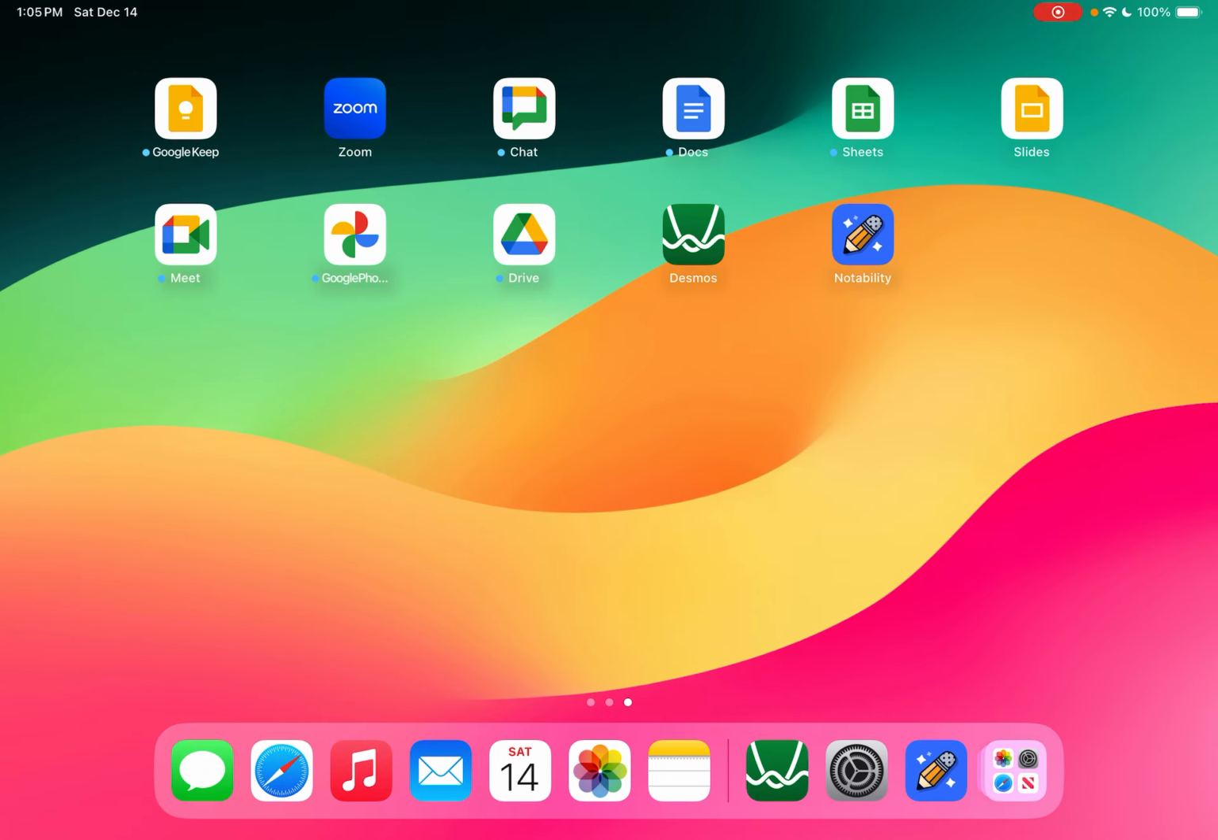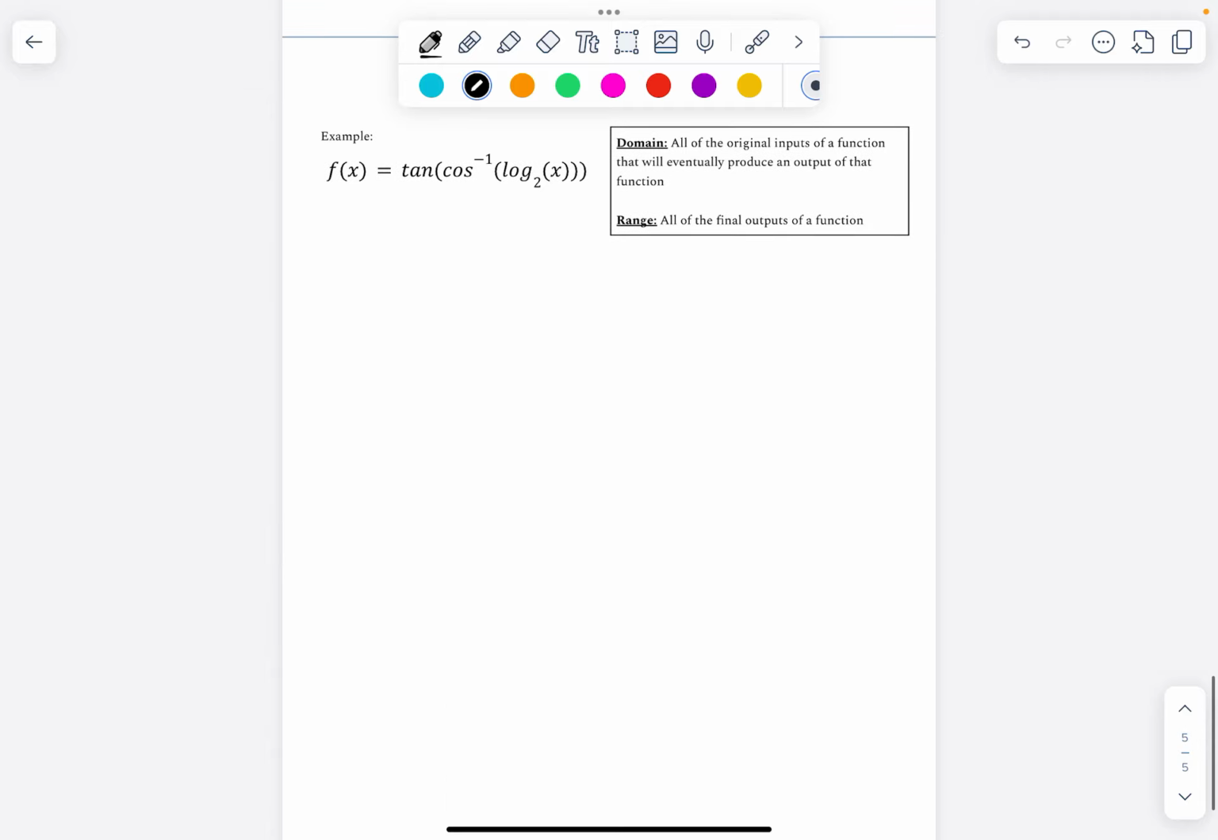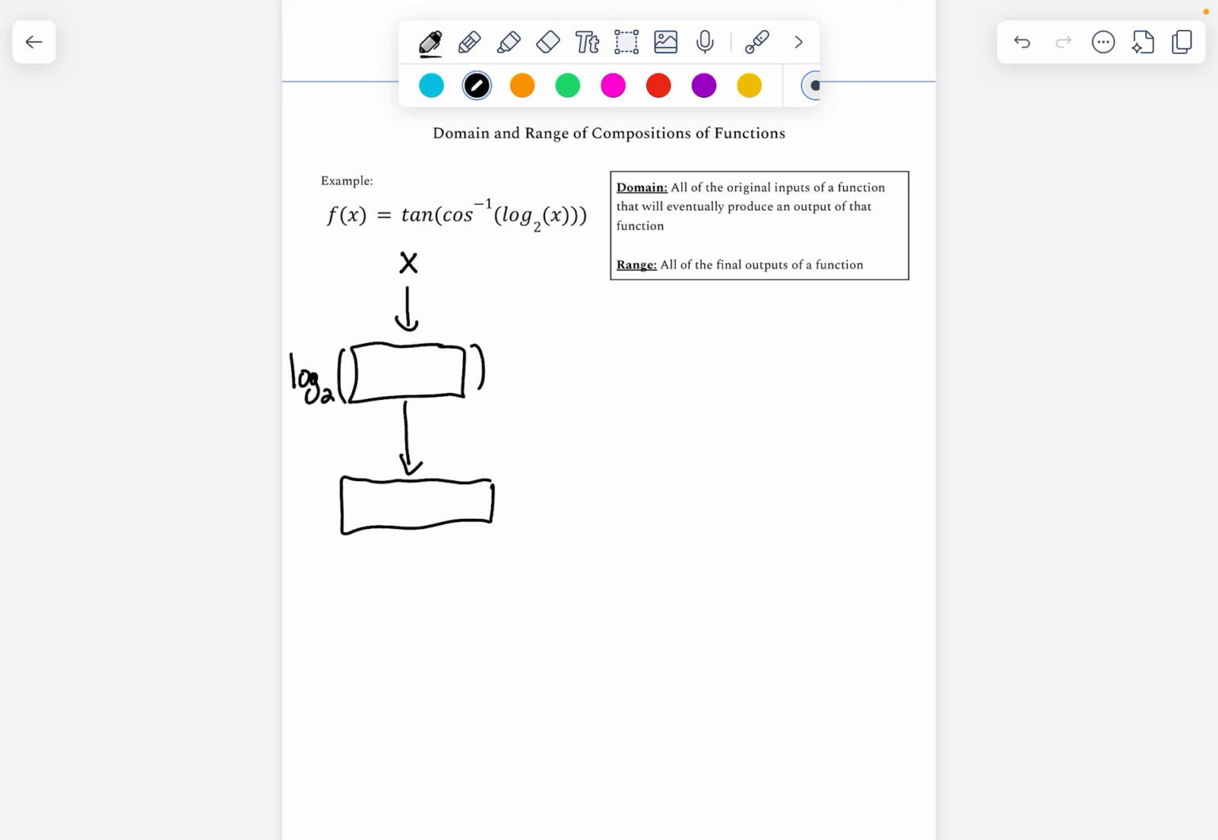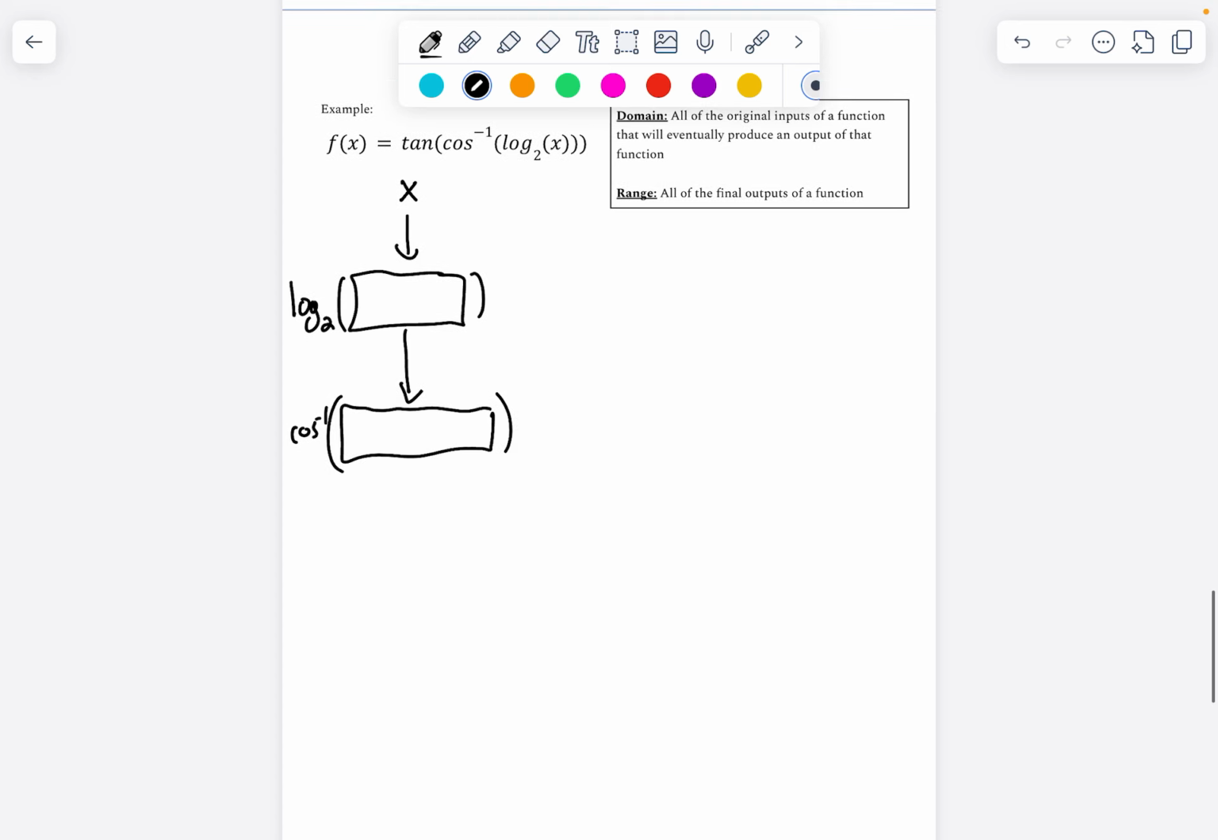All right, let's do one more example. So this function is going to be tan of arc cos of log base 2 of x. So we have three types of functions, all composed together. We start with our x values. All those x values we choose, we're going to take log base 2 of them. Then we are going to take the inverse cosine of whatever log base 2 of our x values is. And finally, whatever cos inverse of all that is, we are going to take the tangent of that. And finally, we will get our final outputs, our y values.